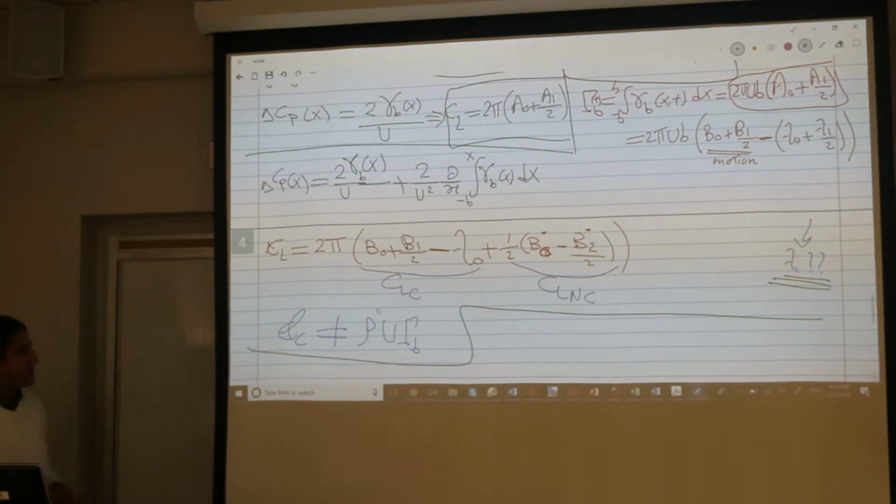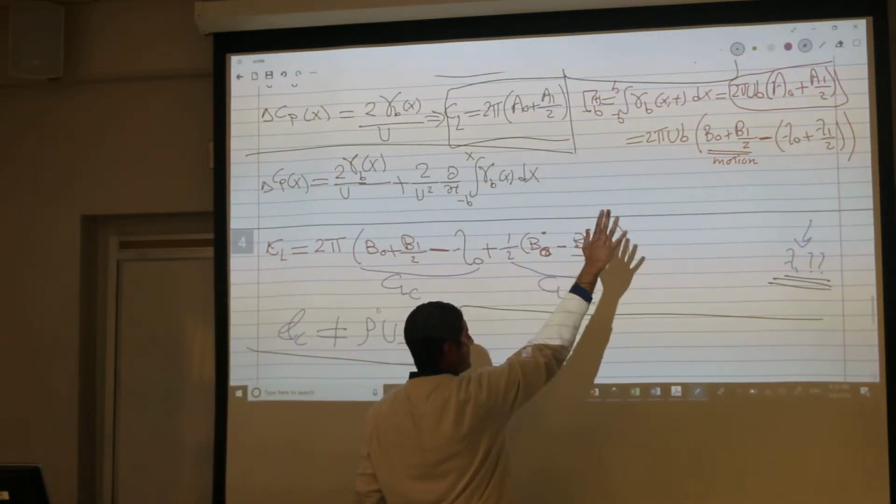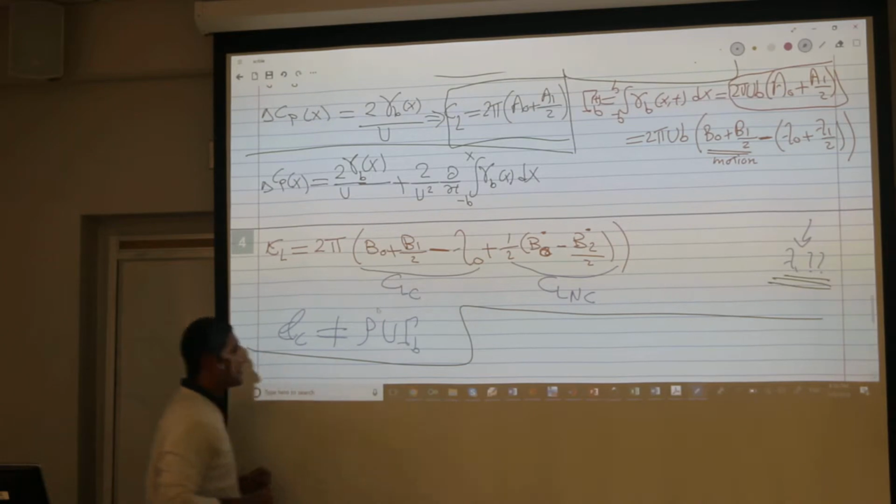So the common definition of circulatory lift is not lift due to circulation. This is lift due to circulation, this is the circulation just multiplied by a constant to get the lift due to circulation. They are not the same.